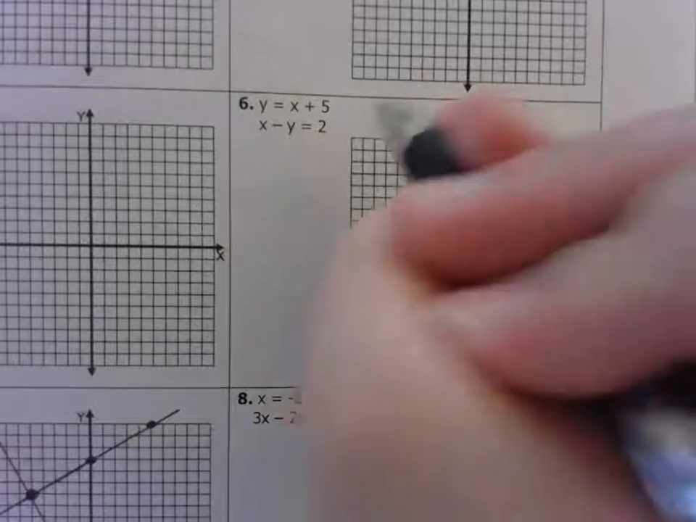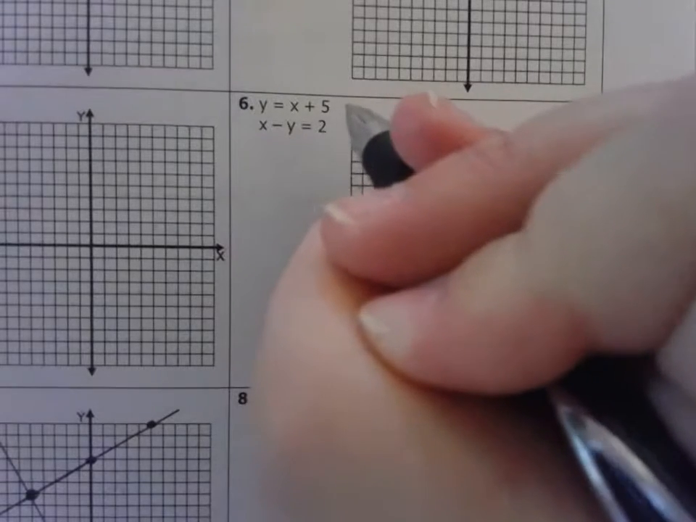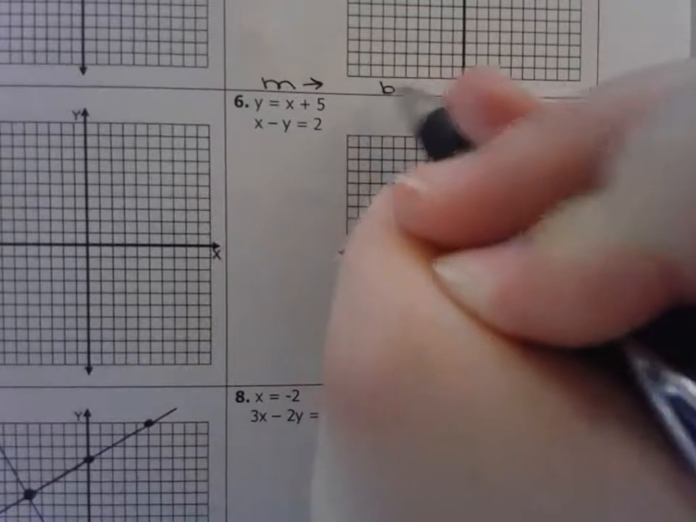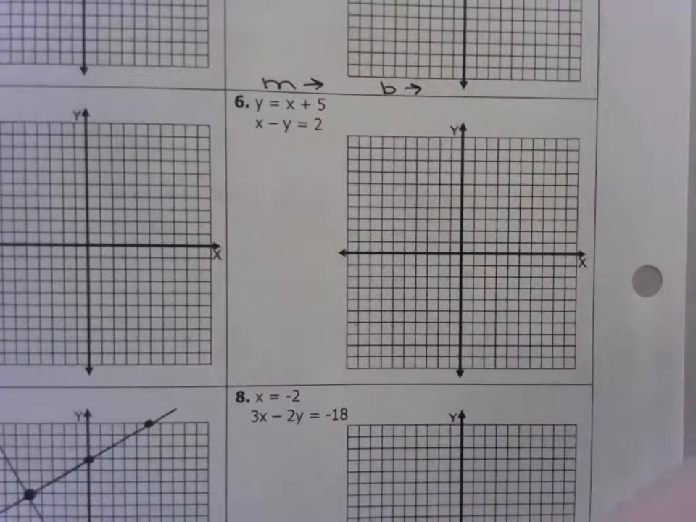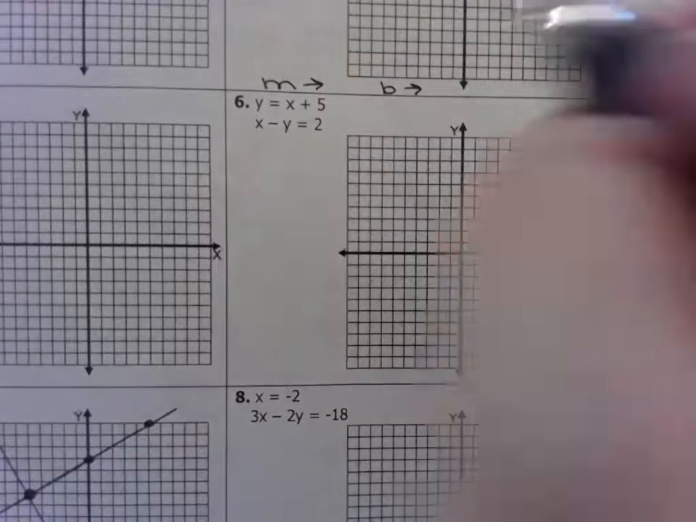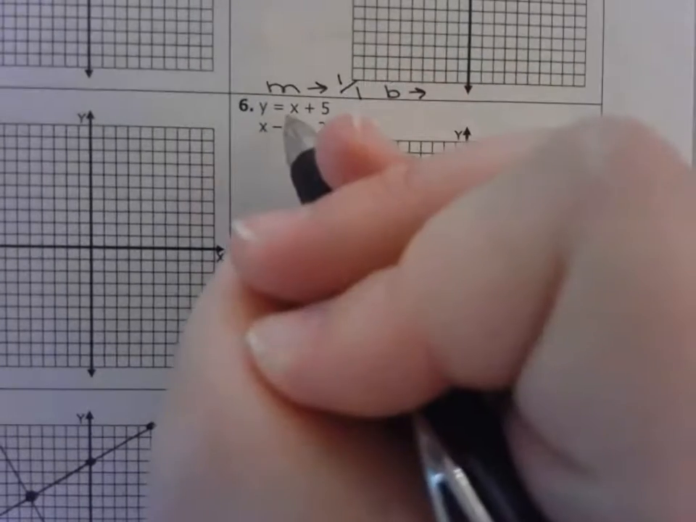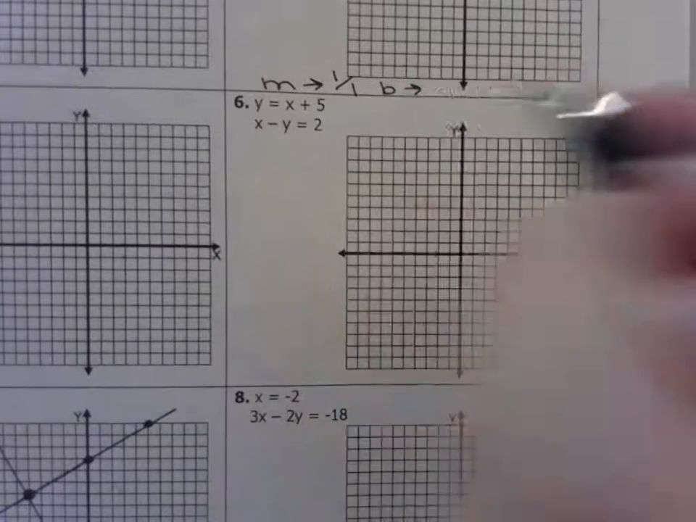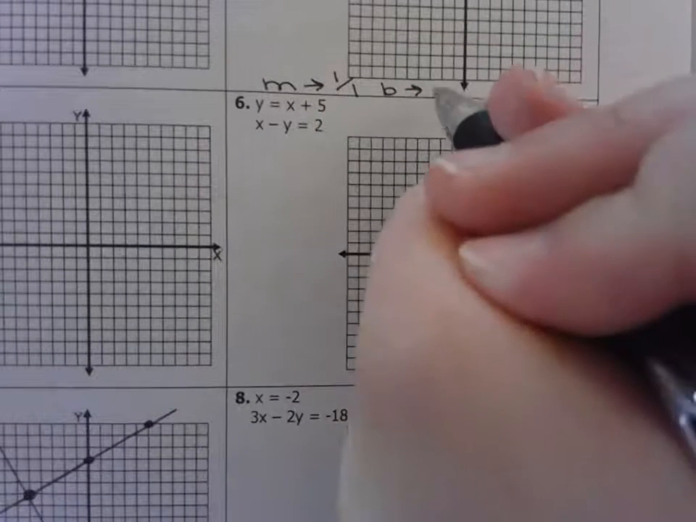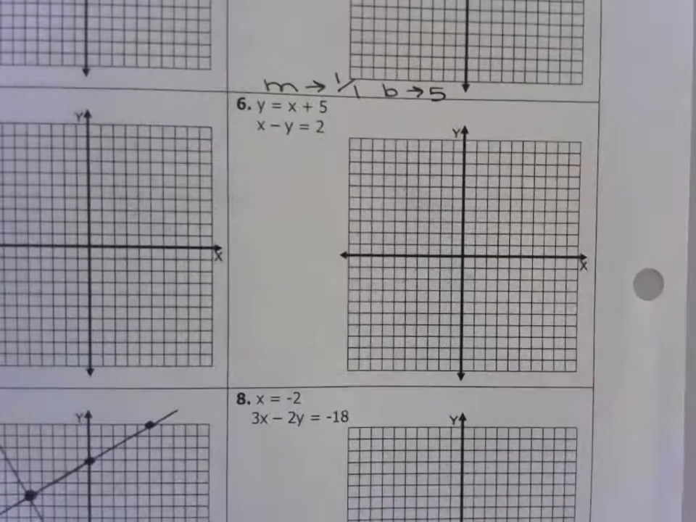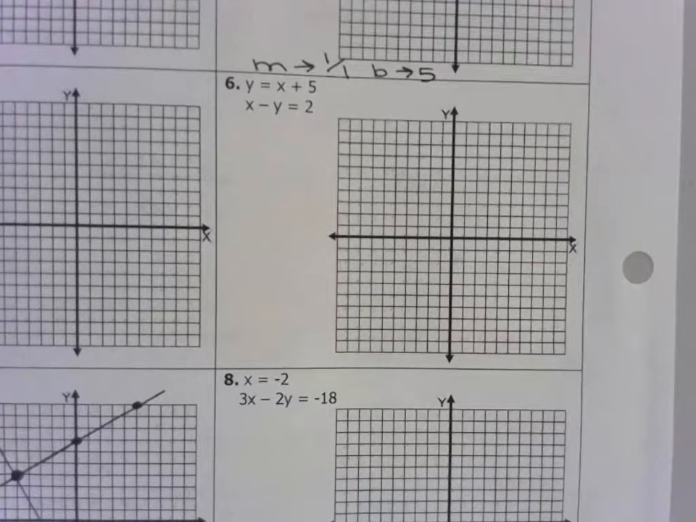If I look at 6, 6 is already y equals. So what is the slope and the y-intercept for 6? Slope? 1 over 1. There's no number in front of x, so it's 1 over 1. My y-intercept is 5. So let's get the top line graphed. It's already y equals, so not any work.